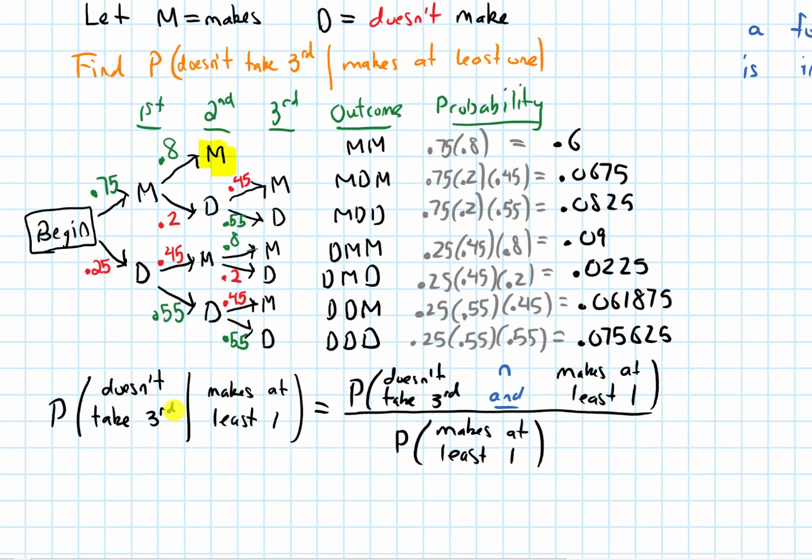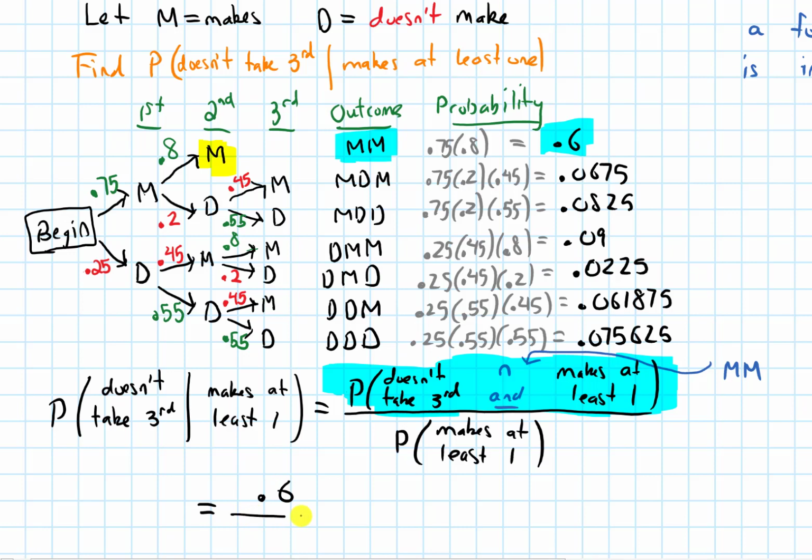All right, so let's focus on the numerator first. Probability that she doesn't take the third and that she makes at least one. So I can just think logically about what outcome that refers to. Doesn't take the third and makes at least one. That is the outcome MM. She makes the first two. Let's highlight that. That is this outcome right here, that 0.6. So that is going to be the numerator, 0.6.